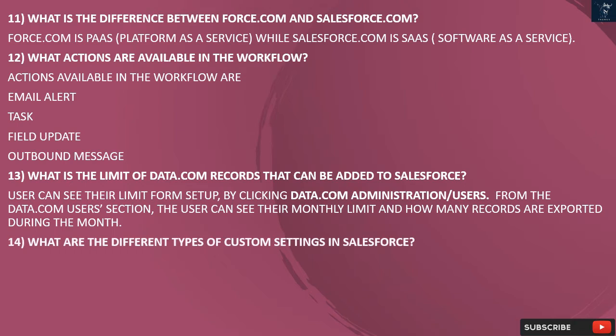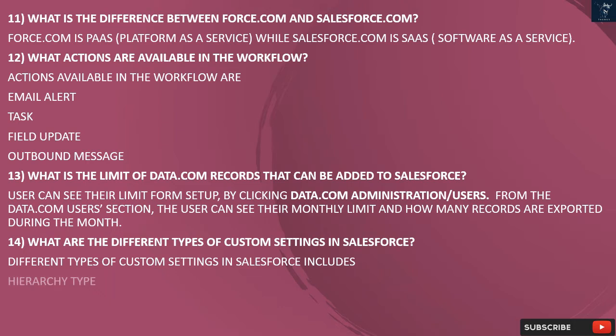13. What is the limit of Data.com records that can be added to Salesforce? Users can see their limit from Setup by clicking Data.com Administration, Users. From the Data.com users section, the user can see their monthly limit and how many records are exported during the month. 14. What are the different types of custom settings in Salesforce? Different types of custom settings in Salesforce include hierarchy type and list type.